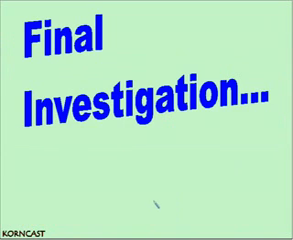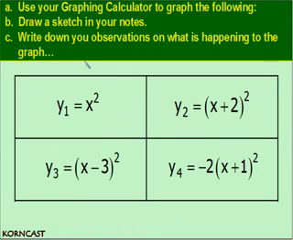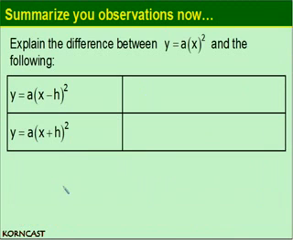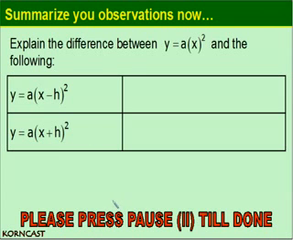And now for our final investigation. As in our other investigations, use your graphing calculator to graph the following. Please draw a sketch in your notes, and finally, write down your observation on what is happening to the graphs. Please press pause till done. Please summarize your observations now by explaining the difference between our parent graph and the following. Please press pause till done.